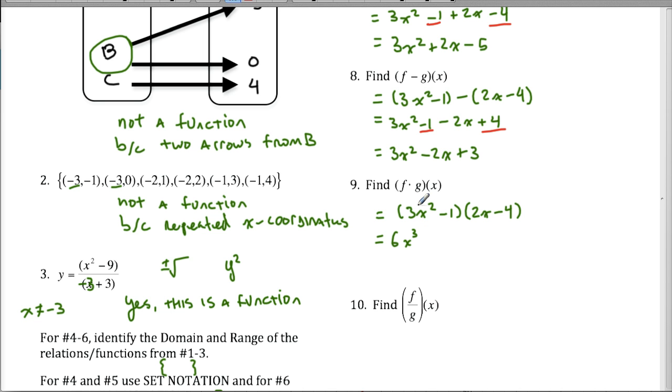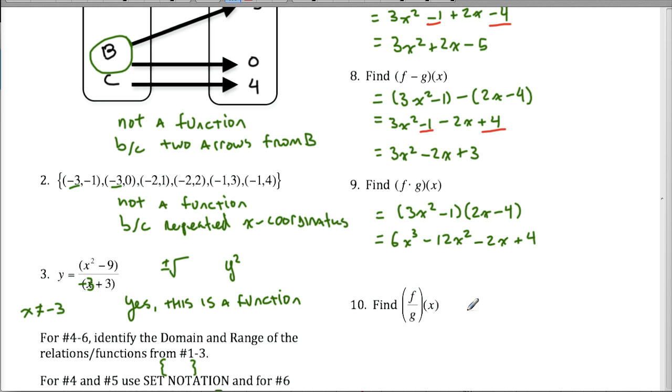Then here I would do my outside terms. So 3x squared times negative 4, so that's going to be minus 12x squared. 3 times negative 4 is negative 12, and then the x squared carries along. Now my inside terms, negative 1 times 2x, so that's negative 2x. Now my last terms, negative 1 times negative 4 would be positive 4. Okay, so that one's already in the appropriate form, and so I'm done with that one.